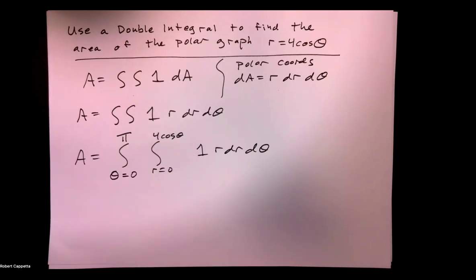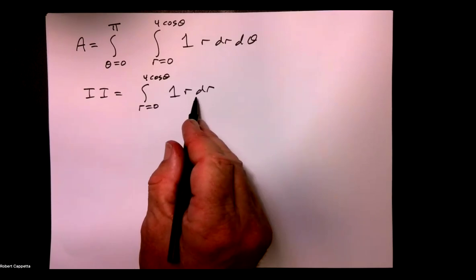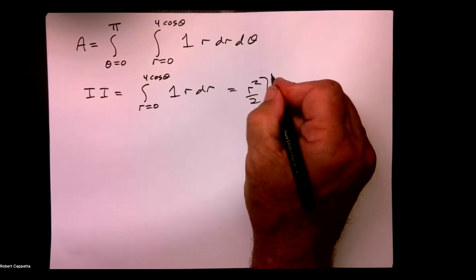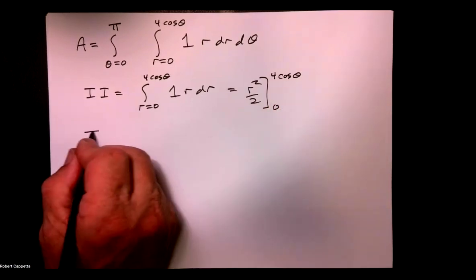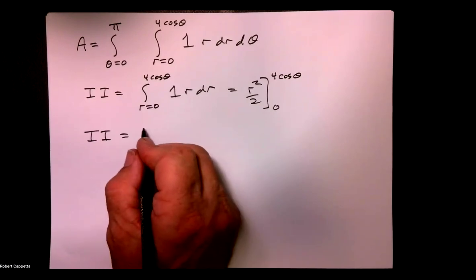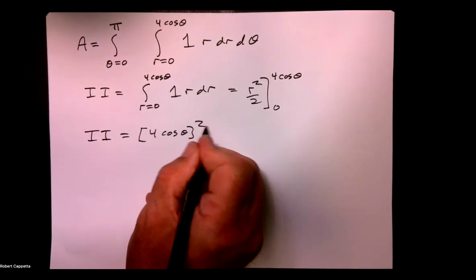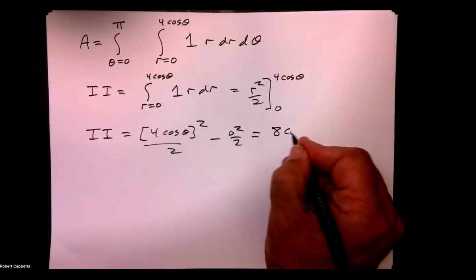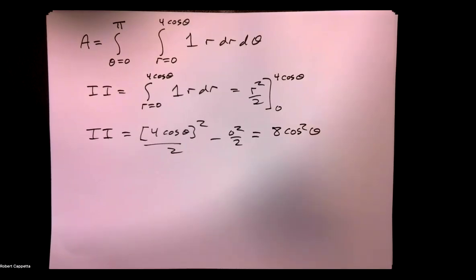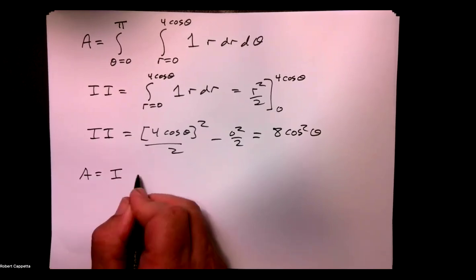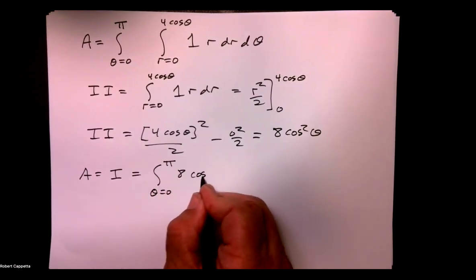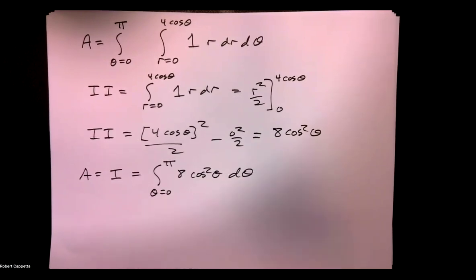So this is what we want to solve, so let's go ahead and do that calculus. The first thing we'll do is evaluate the inner integral. The integral of R dr would be R squared over 2, evaluated from R equals 0 to R equals 4 cos theta. So my inner integral is (4 cos theta) squared over 2 minus 0 squared over 2. 16 cos squared over 2, or 8 cos squared theta. And now we're going to go ahead and find our integral. The area will be the integral as theta goes from 0 to pi of 8 cos squared theta d theta. And that's one of our favorite integrals, so let's quickly do that.